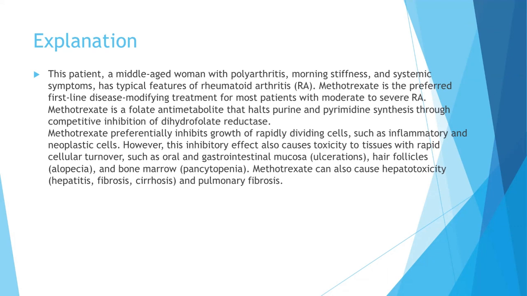However, this inhibitory effect can also cause toxicity to tissues with rapid cellular turnover, such as oral and GI mucosa, hair follicles, and bone marrow, causing ulcerations, alopecia, and pancytopenia. Methotrexate can also cause hepatotoxicity, causing hepatitis, fibrosis, cirrhosis, and pulmonary fibrosis in some cases.